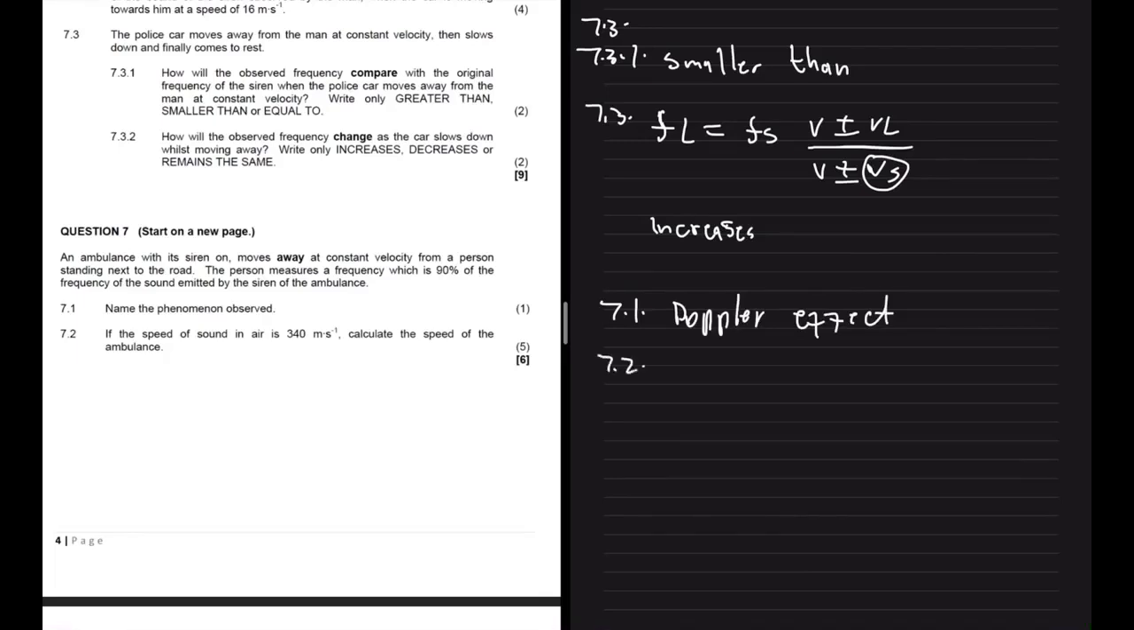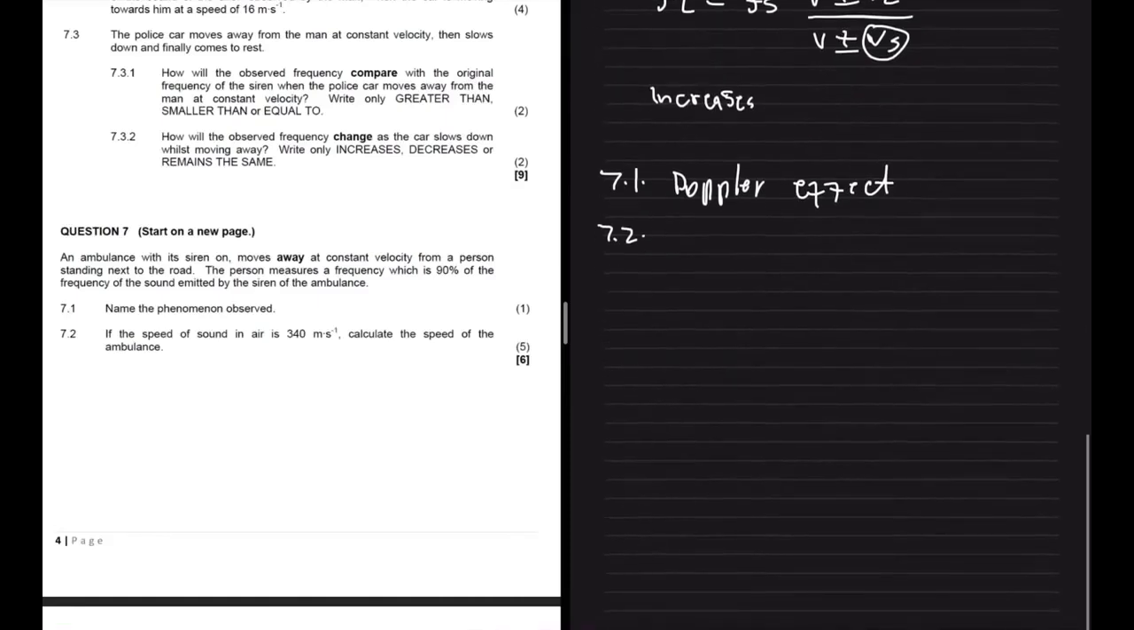7.2. If the speed of sound in air is 340 meters per second, calculate the speed of the ambulance. One thing that can throw you off in this situation is the fact that we're not given the frequencies per se. We're given that the observed is 90% of the emitted. Because the observed is less than the emitted, we know the vehicle is moving away, right?